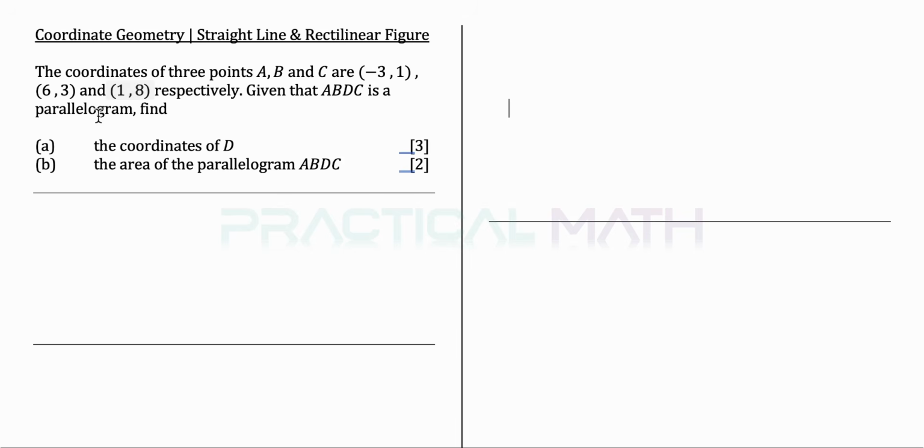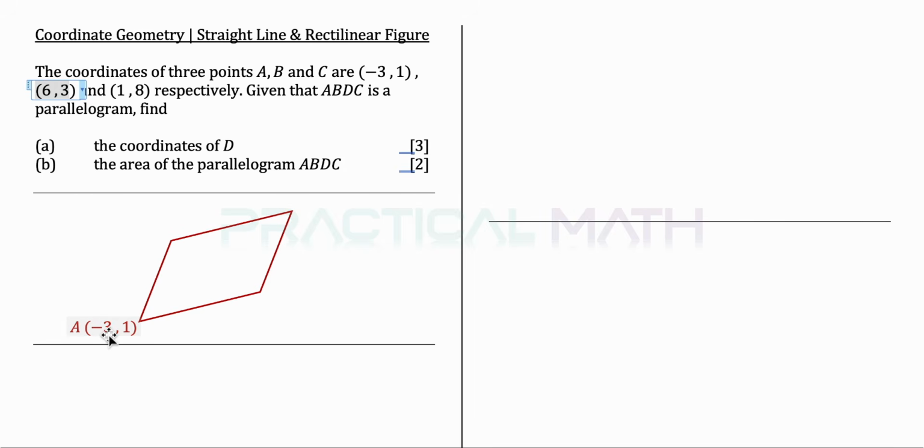Now let us begin. First, the question is asking about the parallelogram. So it'd be good if you can have the shape of a parallelogram out like this. So this is the shape of a parallelogram over here on the screen. And now let's plug in the coordinates of A, which is (-3, 1), which should be here. And B, which is (6, 3).